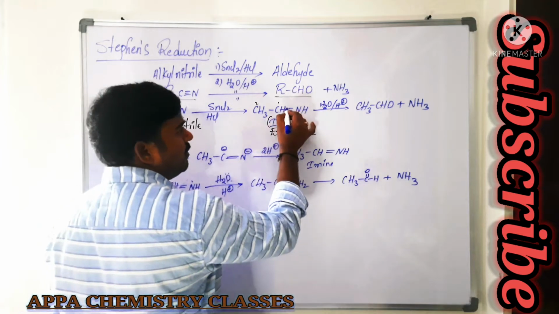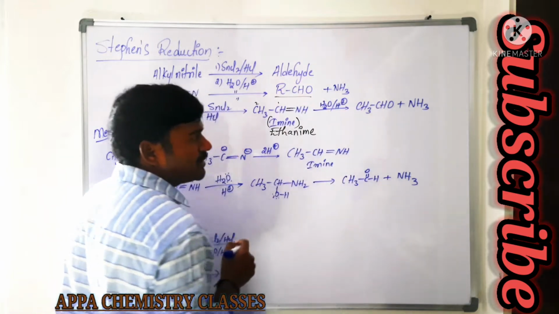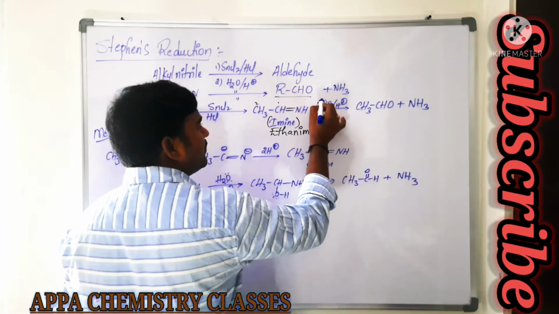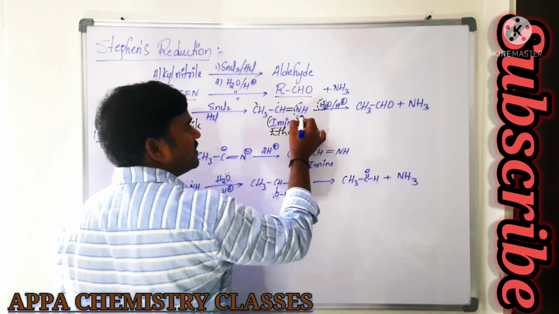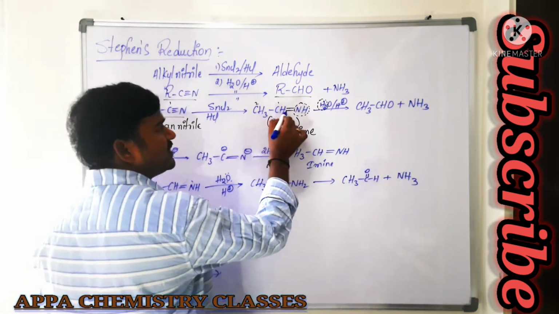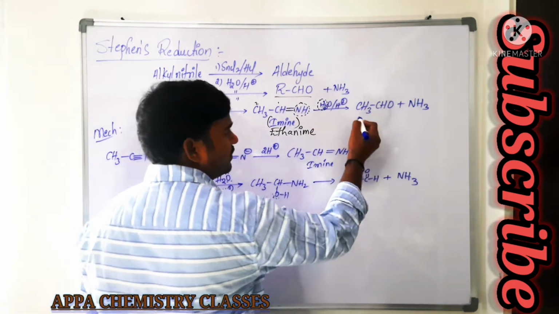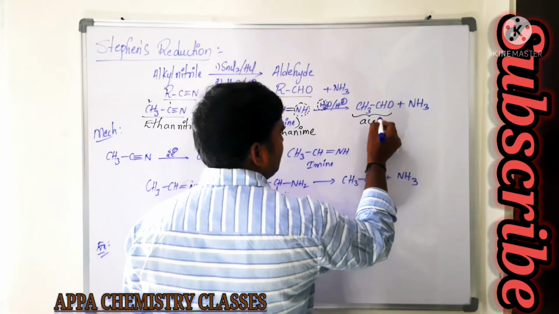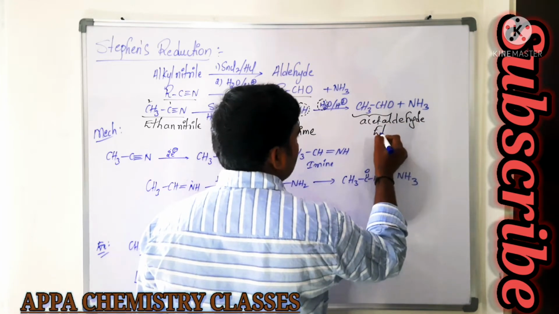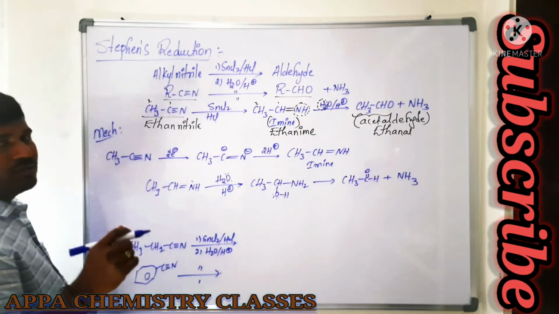This CH double bond NH group is said to be what? Imines. Now these imines on hydrolysis, what do we get? Aldehyde. In this hydrolysis process, these two hydrogens come from the water and this NH is removed as NH3. Now what is left over? CH3, C double bond O is left over, that is CHO, that is acetaldehyde. Its IUPAC name is ethanal. Acetaldehyde is the common name.